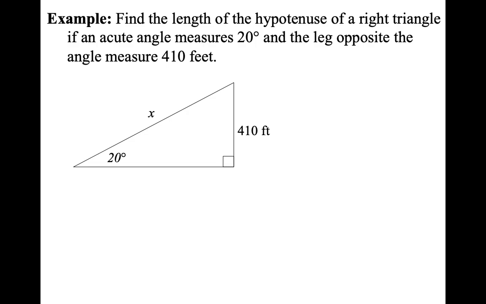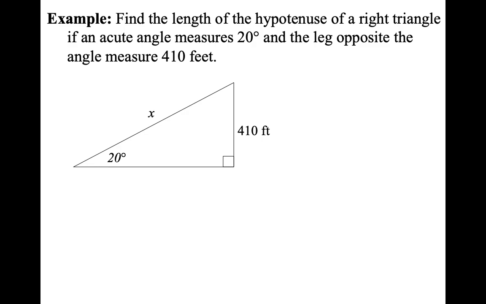One of the acute angles measures 20 degrees, so we measure probably the one we drew smaller, 20 degrees. And then the opposite leg, so wherever we put the 20 degrees, we want to go opposite and put the 410 feet. So when we're looking at this, which of the trig ratios do we use? How do we know that we're using trig ratios? One of the reasons that we know we're using trig ratios is our problem deals with an angle and two sides. And that's what a trig ratio is. We input an angle, we output a ratio between two sides.